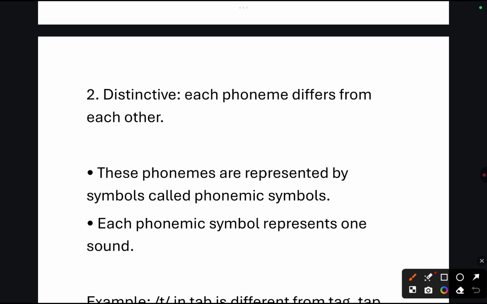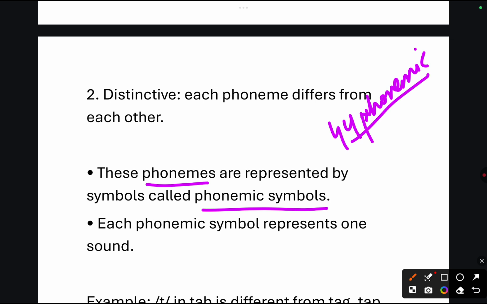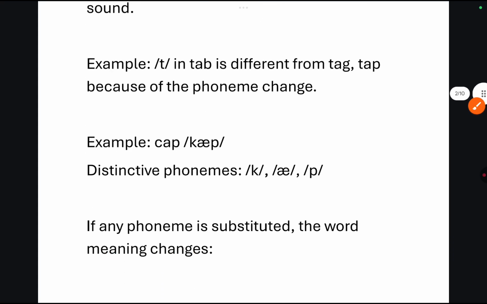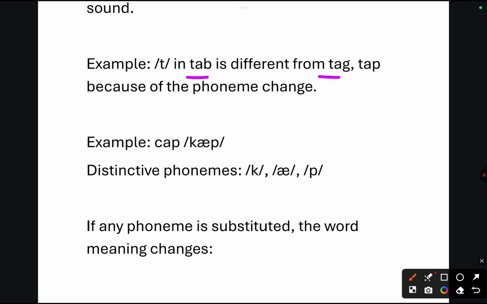Each phoneme is represented by symbols which we call phonemic symbols. There are a total of 44 phonemic symbols in the English language. Each phonemic symbol represents one sound. These are the basic points. You can see by example that the t in tub is different from the t in tap and tag. The sounds g and p will be different from the sound t because of the phoneme change.